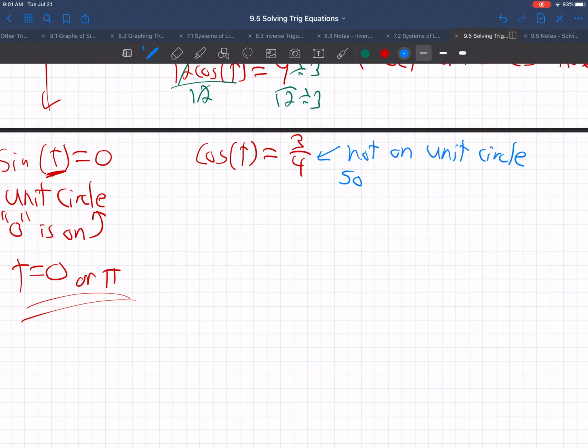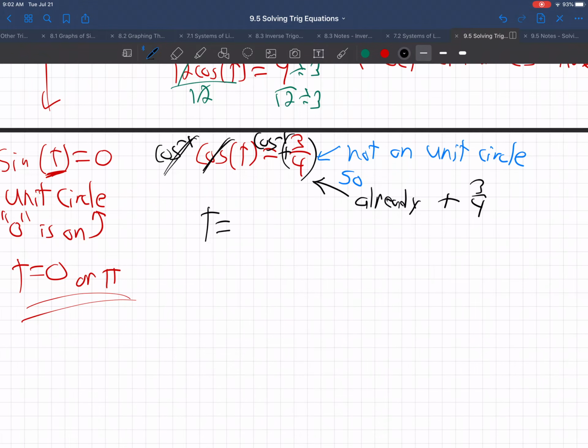So now we hit inverse cosine of both sides because it cancels out cosine. This already is positive, which is nice. It's already positive, 3/4. So we'd have to change it to positive if the right side wasn't already. So these cancel, and we just get t alone is cosine inverse of positive 3/4. Hit the buttons on your calculator.